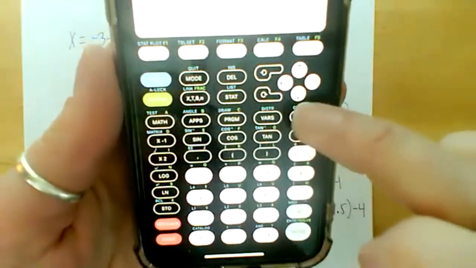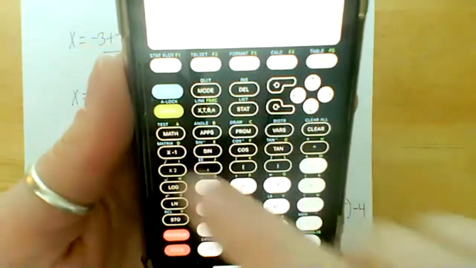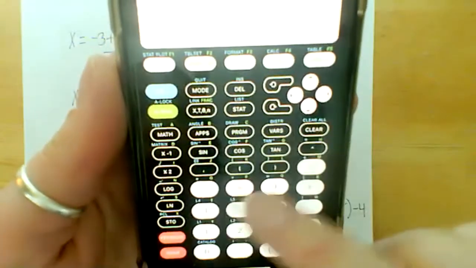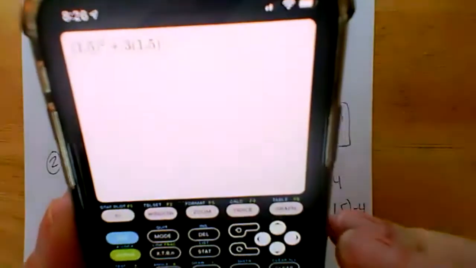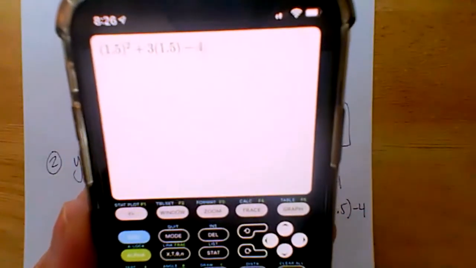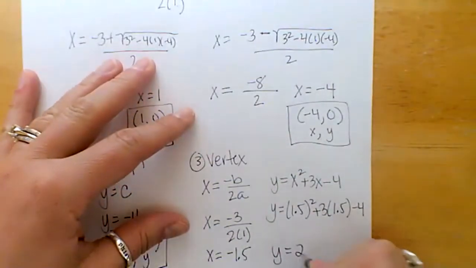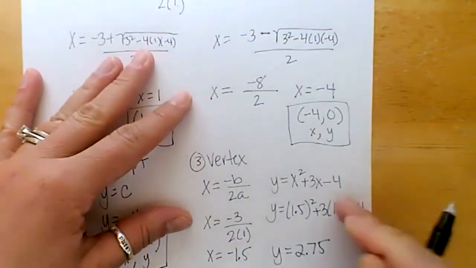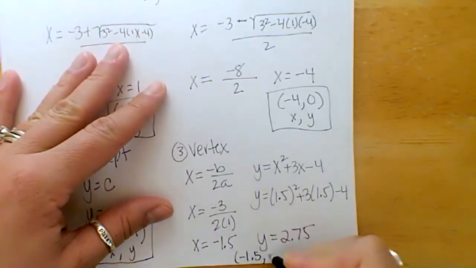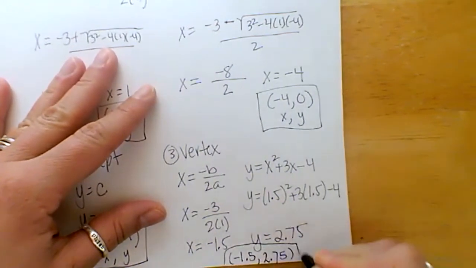So we're just going to put, and I'll clear this out, parentheses 1.5 squared plus 3 times 1.5. And notice I'm using parentheses as my multiplication, minus 4. Enter. 2.75. So now this is the vertex. This is going to be the point where it either is a maximum or a minimum. So here is my vertex.